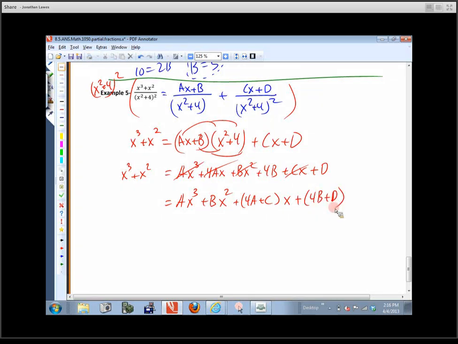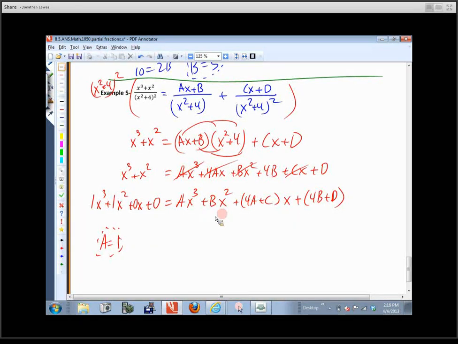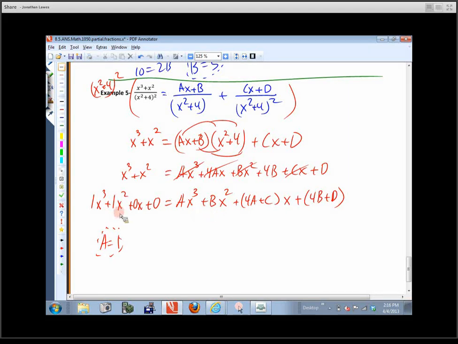On the other side, I'm going to write 1x cubed. Make sure I write squared this time. 1x squared. No x's and no plain old numbers. And then we go through and you can look at this and you can solve it. There's only one x cubed term here, and it's got an a in front of it, and it better equal 1x cubed. Ax cubed and 1x cubed. What's a? A is 1. Got that one taken care of. There's only one x squared term and one here, so b has to equal 1.